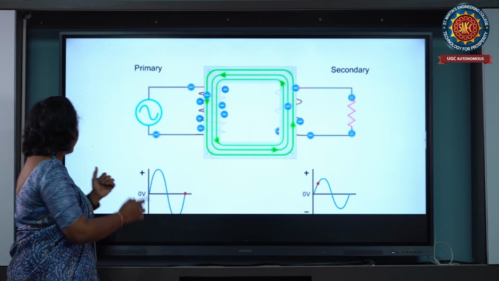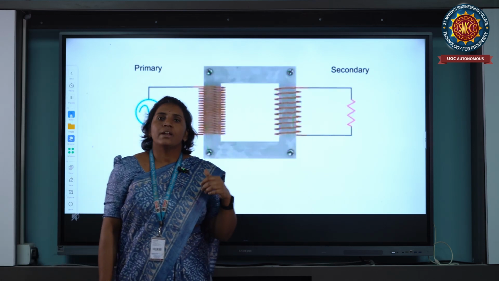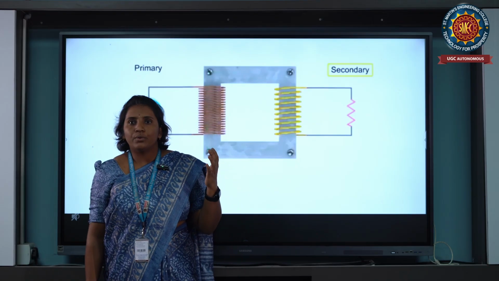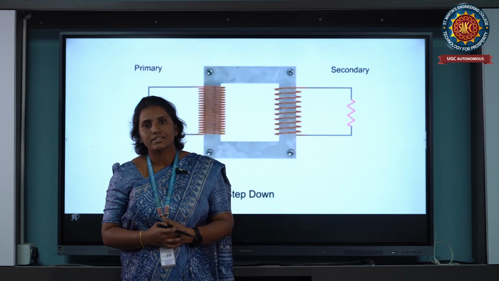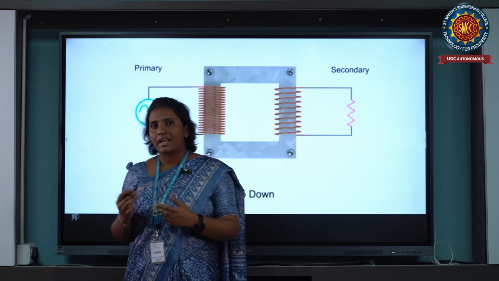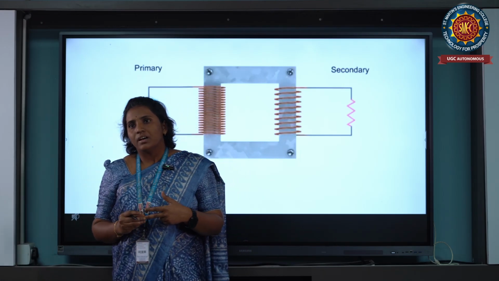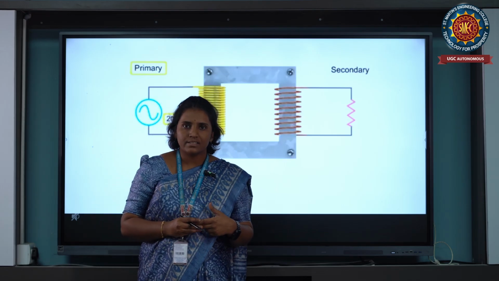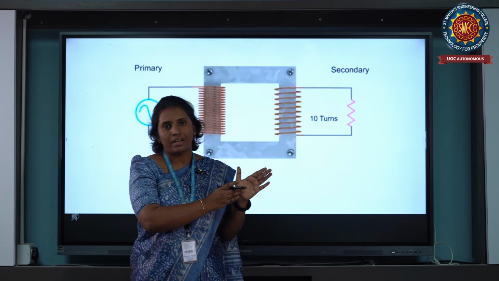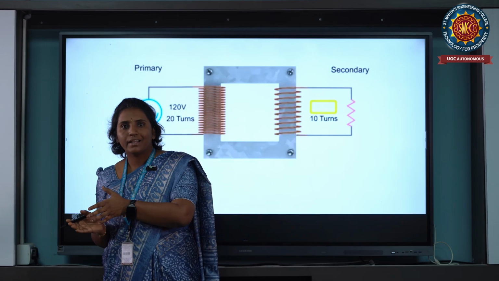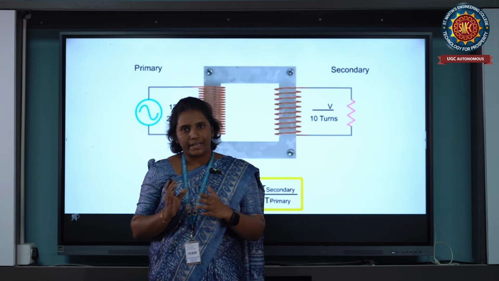Ideal and practical transformer. In the ideal transformer, there is no leakage flux, no winding resistance, and no hysteresis and eddy current losses. Coming to the practical transformer, we have losses and winding resistance. The ideal transformer has 100% efficiency, and the practical transformer has less efficiency. These are the differences between ideal and practical transformer.